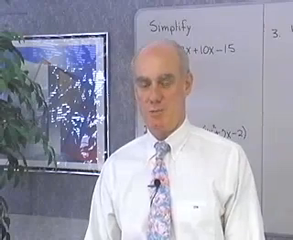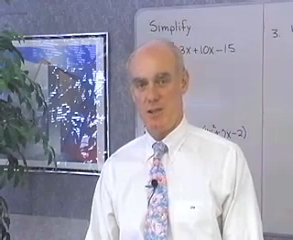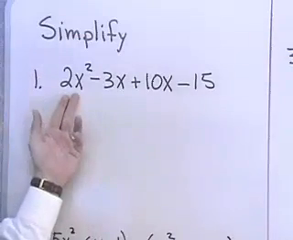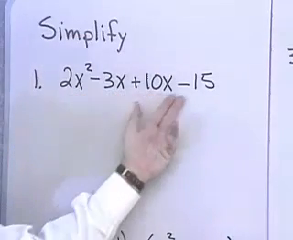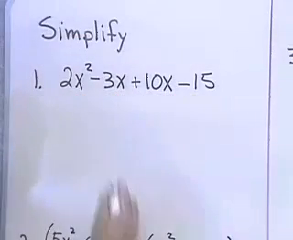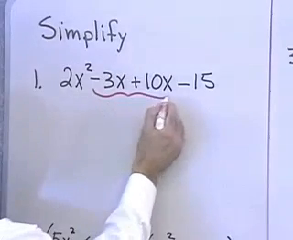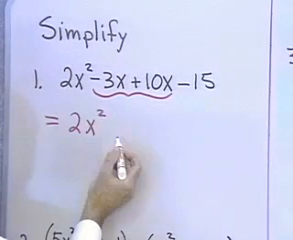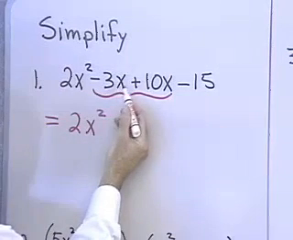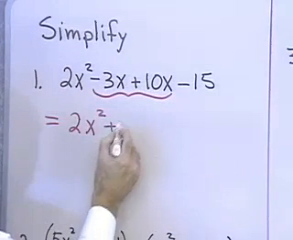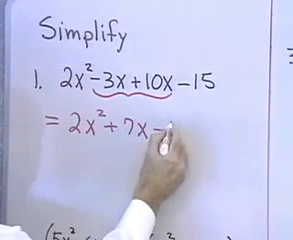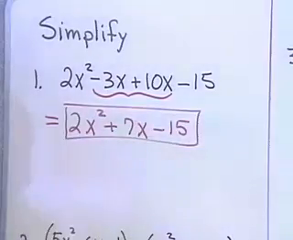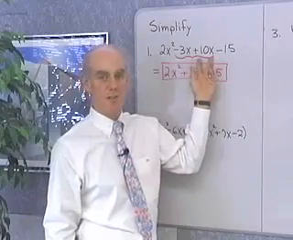Addition and subtraction with polynomials is really just an exercise in combining similar terms. If we want to simplify 2x squared minus 3x plus 10x minus 15, we see that the only terms that are similar are these two middle terms. So the best we can do is write 2x squared plus a negative 3x plus 10x will be 7x minus 15. So that's how we simplify this expression by combining similar terms.